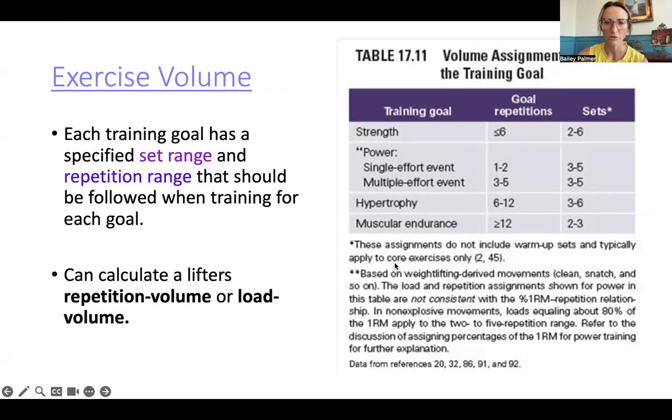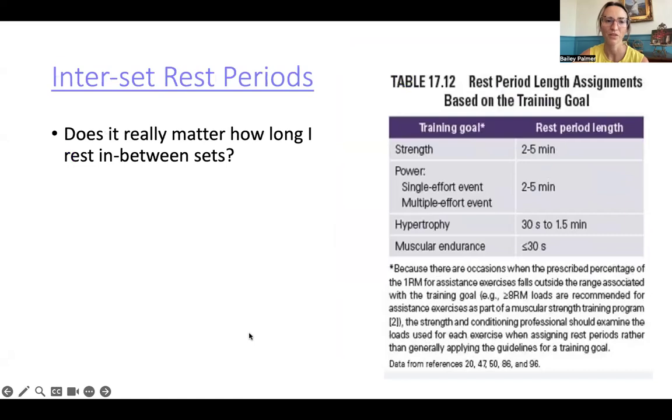And then we get set number. So we already looked at those repetitions, and now we see that each goal also has a specified number of sets to do. This is how we would be able to calculate someone's volume. We can calculate load volume and repetition volume. Like how many total repetitions did you do in your entire workout versus what's your load volume? We would get how many reps you did, how many sets you did, as well as what the resistance was that you were using. And that can tell us your total load volume for a workout.